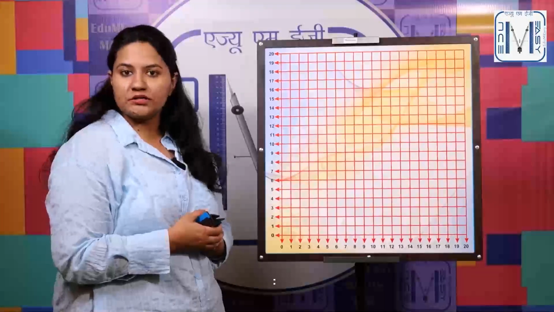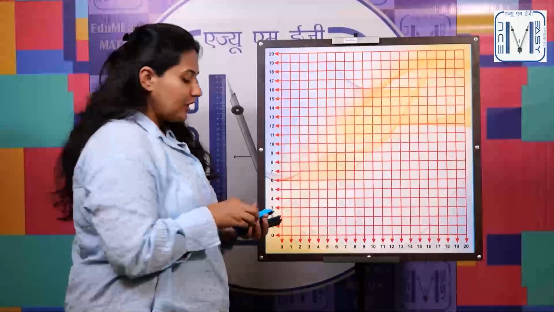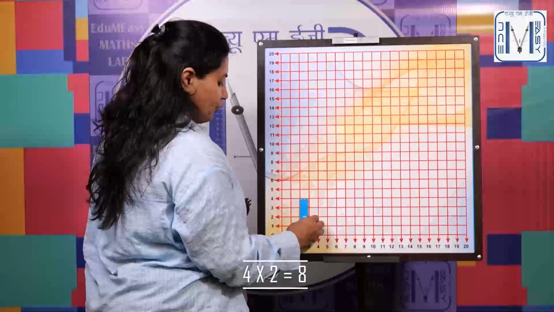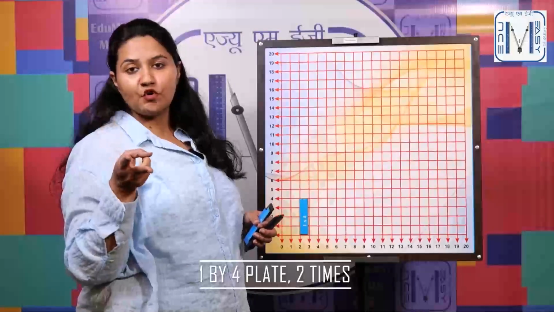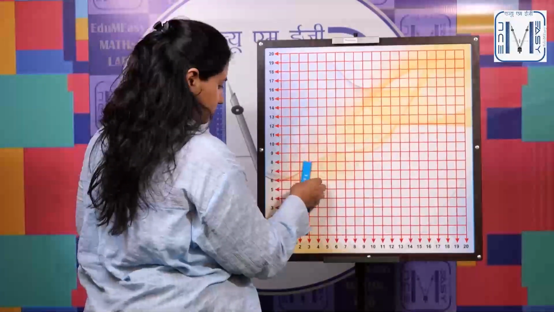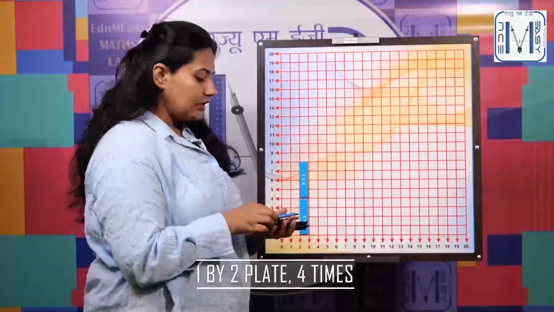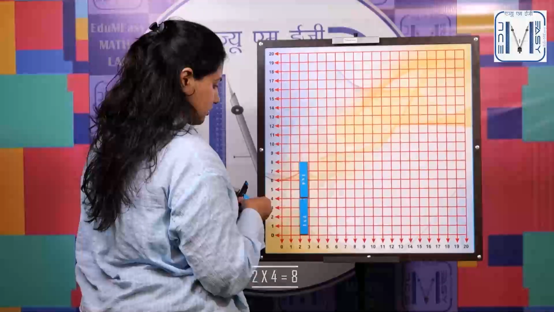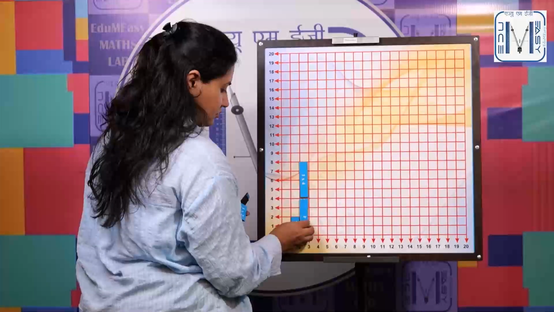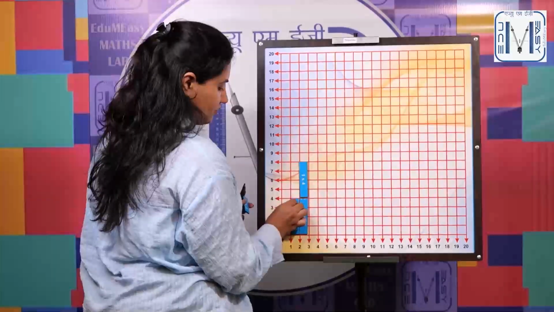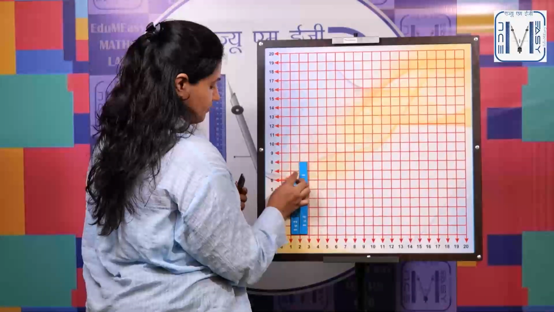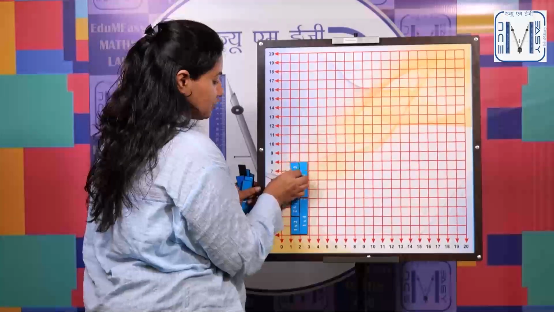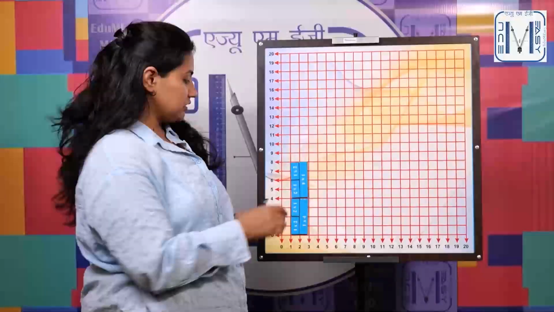Alright, so now let's try finding the common factors, the common multiples, the HCF and LCM between two numbers. Let's select any two numbers. Let's say we take 8 and 10. First we will define 8 as a product of two numbers. We know 4 into 2 is 8. So I will use the 1 by 4 rectangular plates 2 times, and then of course I will use the 1 by 2 plates 4 times, because 4 into 2 is 8. So as you can see, 4 into 2 is 8.